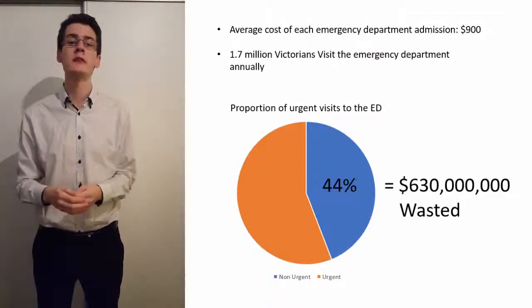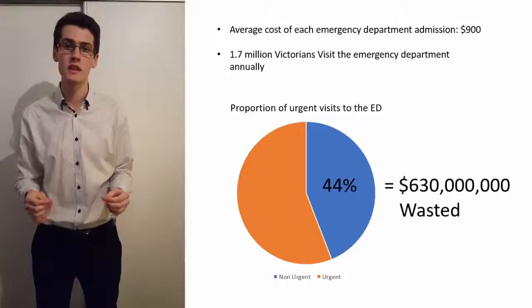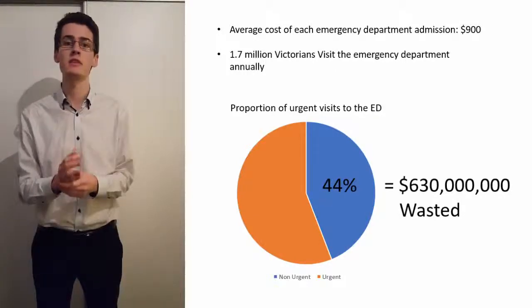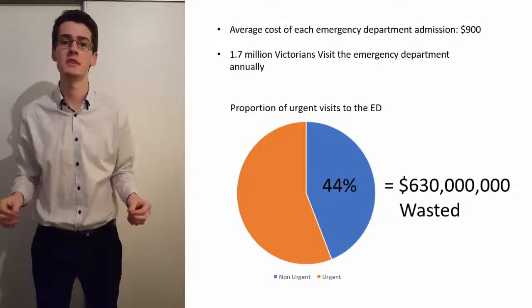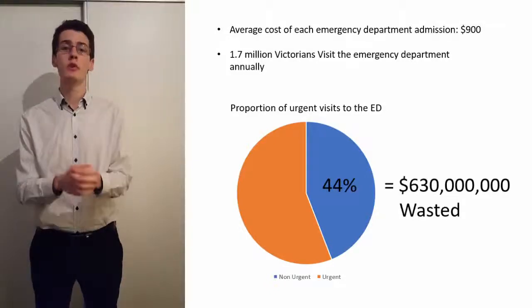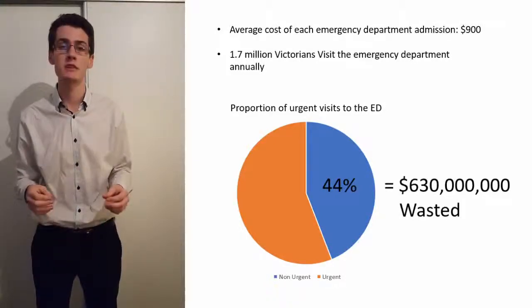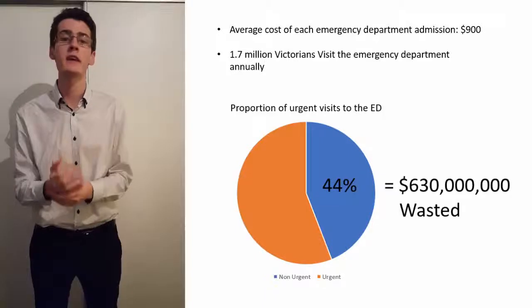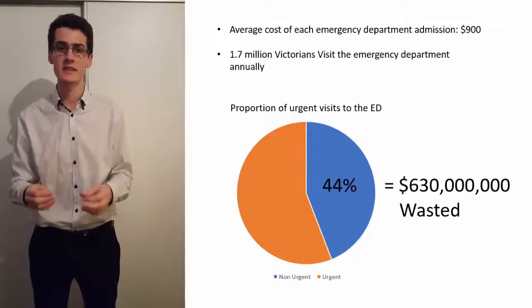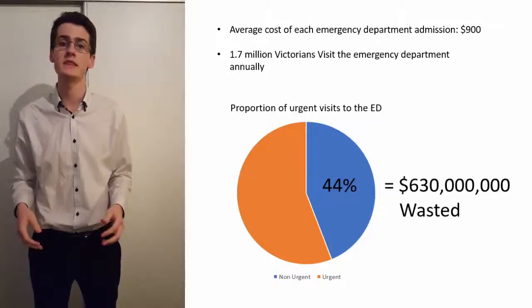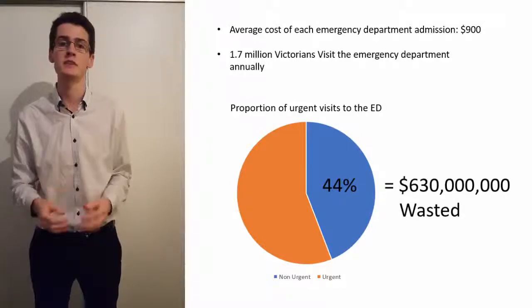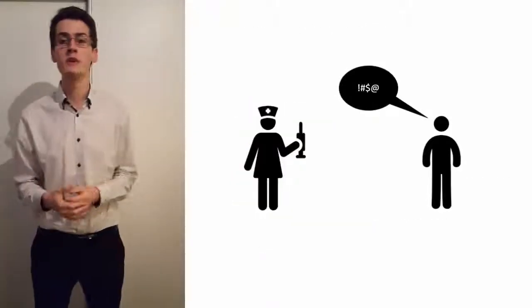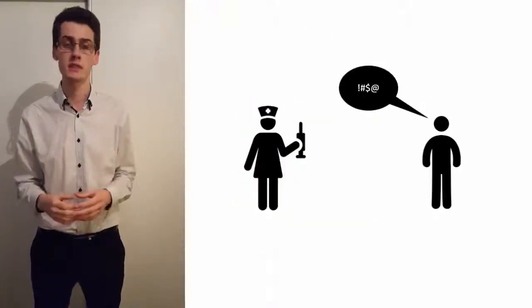Well, according to the Australian Institute of Health and Welfare, last year it cost an average of $900 to the taxpayer for each emergency room visit on average. However, 44% of these visits were deemed to be unnecessary by hospital staff. This leads to the staggering figure of, in Victoria alone, up to $630 million being wasted every year on unnecessary emergency room visits. Overcrowding in emergency rooms is also causing wait times to skyrocket.